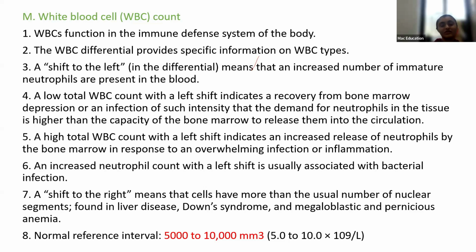Okay. Absolutely correct. Online student, tell me about right shift, left shift. Left shift means the immature WBCs have increased. So what will be the total WBC? It will be less than 5,000.